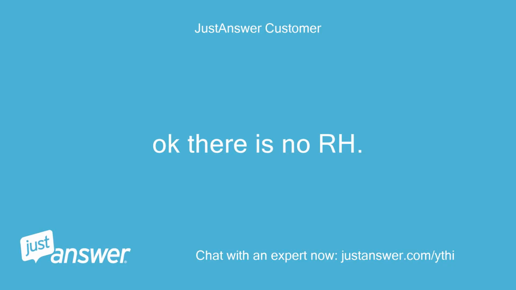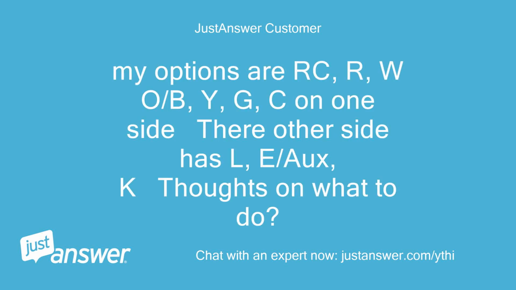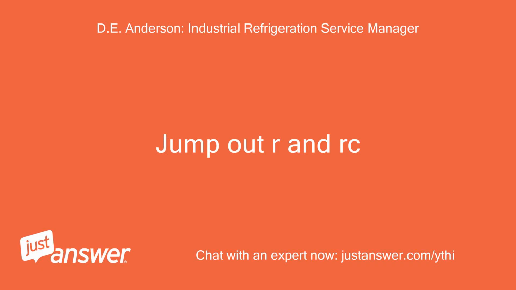Okay, there is no RH. My options are RC, R, WOB, Y, G, C on one side, and the other side has L, E/O, K. Thoughts on what to do? Jump out R and RC.